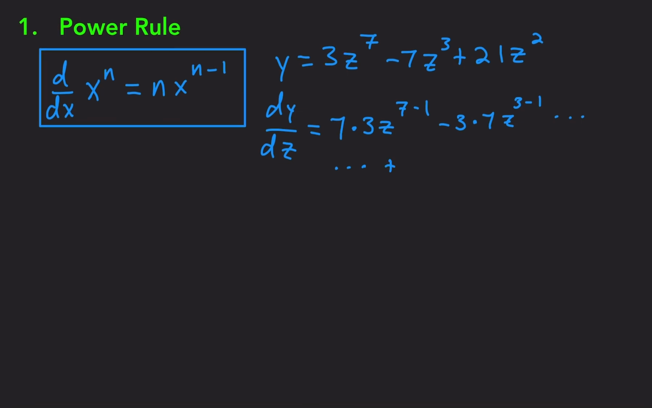On our last term, we bring the exponent out front, 2 times 21z times 2 minus 1. If we rewrote this, we would have 21z to the 6th minus 21z squared plus 42z. Z is just a first power.